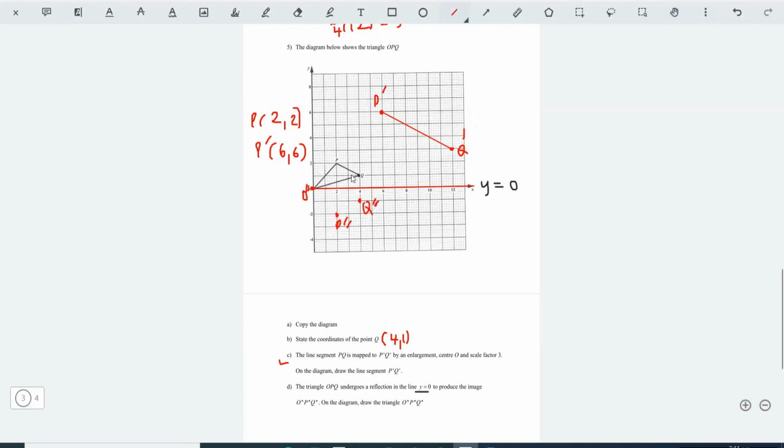See it there? This is O double prime, P double prime, Q double prime. I will draw a triangle, and that's it. We reflect it in the line y equals 0, or a reflection in the x-axis. That's it. Literally, that's it.